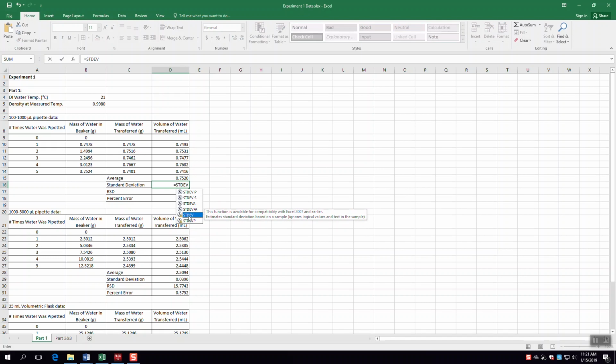To calculate RSD, we're going to select our standard deviation, divide it by our average, and multiply by 1000. And it'll calculate our RSD.